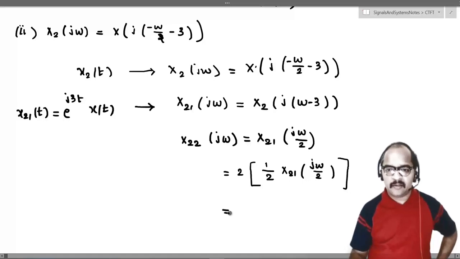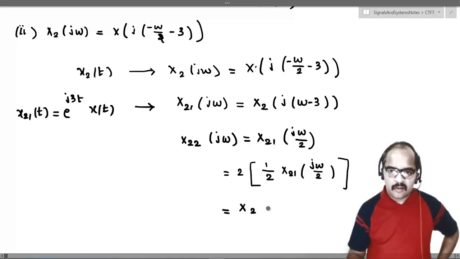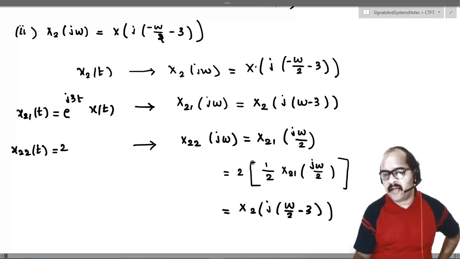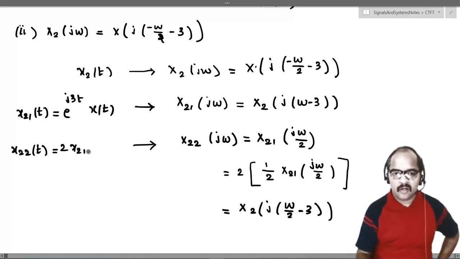But this should be equal to how much here? That is equal to x2 of j times omega by 2 minus 3. But which signal will have this as the Fourier transform? That is x22 of t, right? Which property is involved? Time scaling. So that is 2 times, this looking like 1 by mod a x of j omega by a. What is the corresponding signal? x21 of 2t. Correct. So 2 times x21 of 2t, but x21 of t is already known.